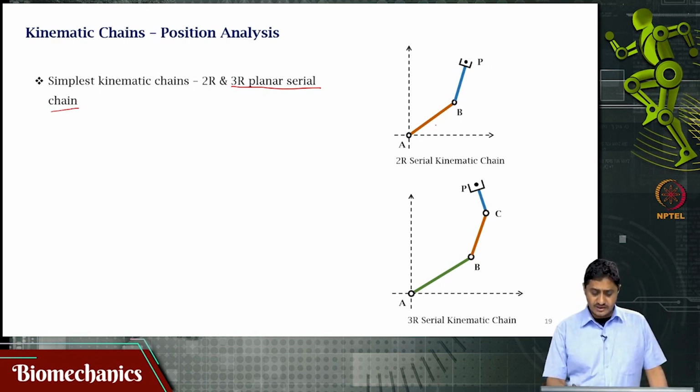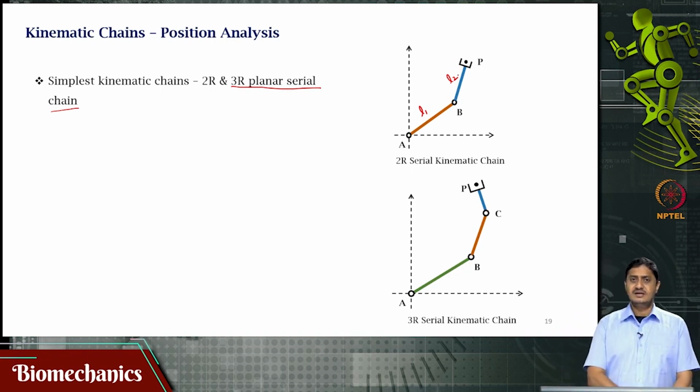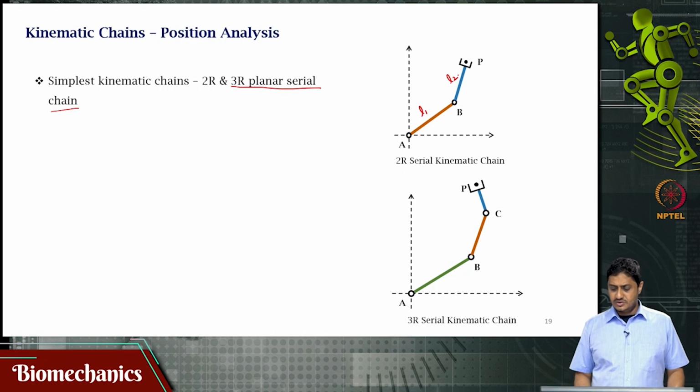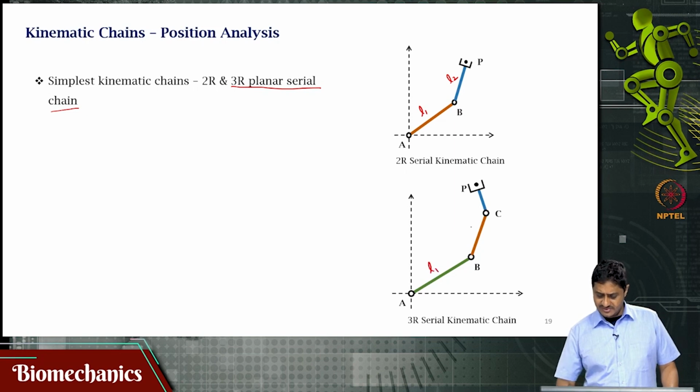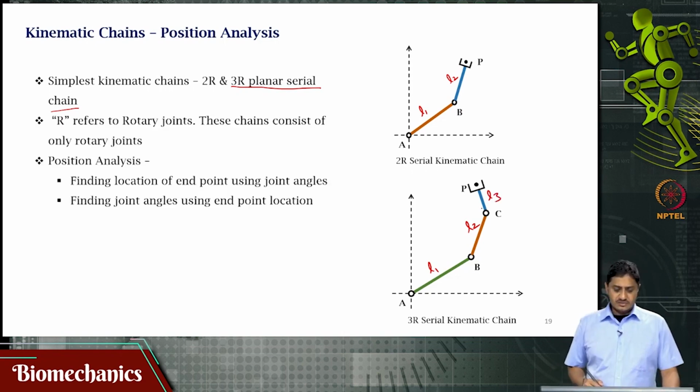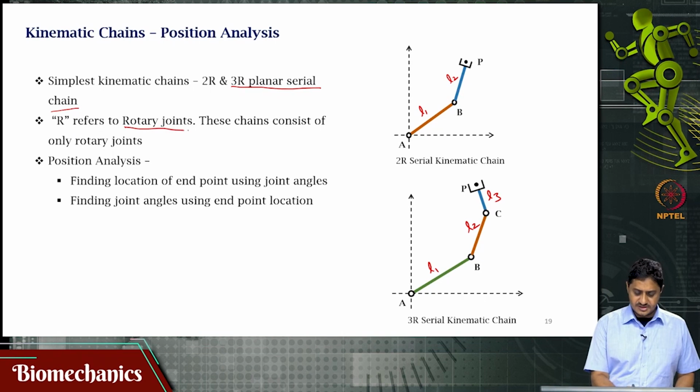Right. So, there is one link AB, I am going to call this link length L1, and another link BP, I am going to call that link length L2. Right. So, 2R serial kinematic chain. In the case of the 3R chain, there is an AB with length L1, there is a BC with link length L2 and there is a CP with link length L3. Of course, R here refers to rotary joints. These chains consist of only rotary joints. For the purpose of this discussion, you assume that these chains have only rotary joints.